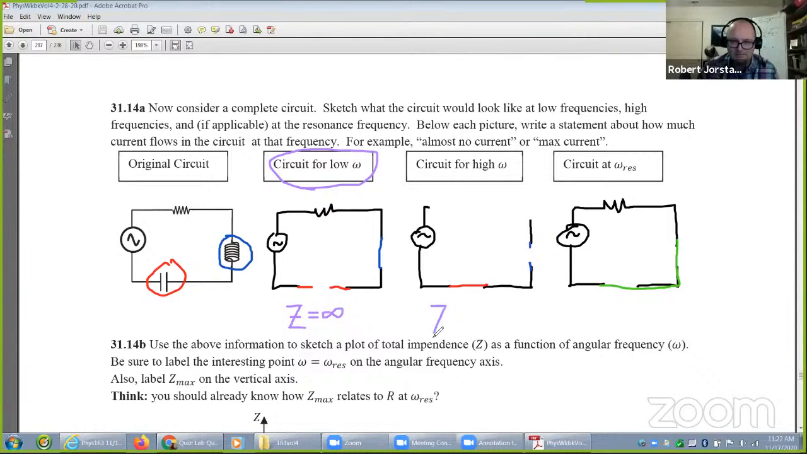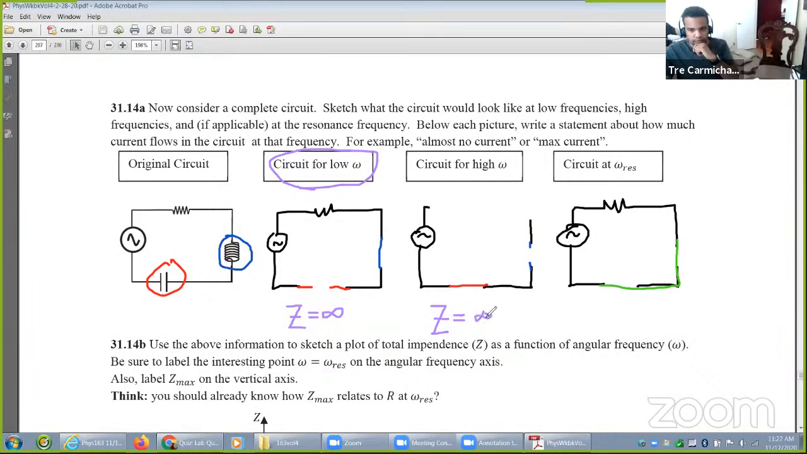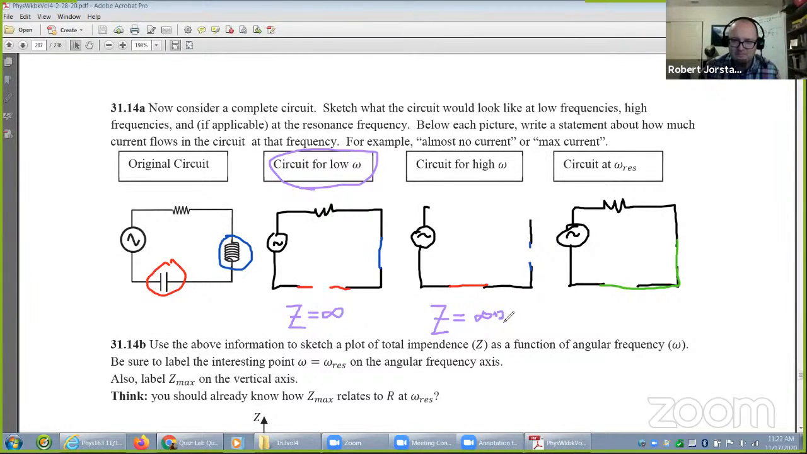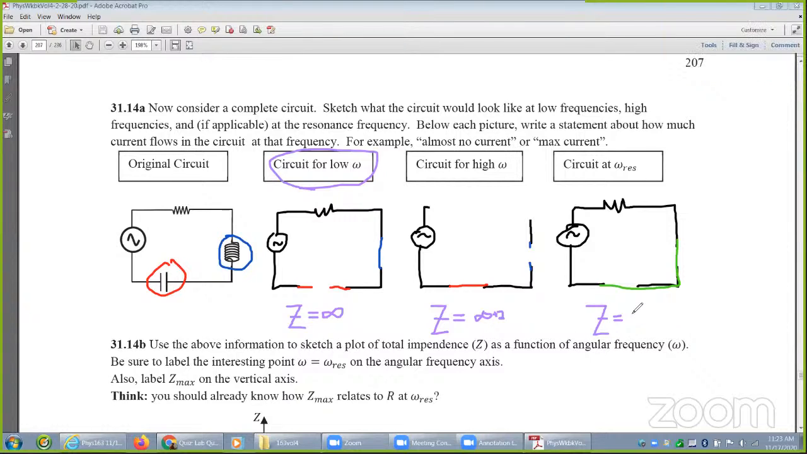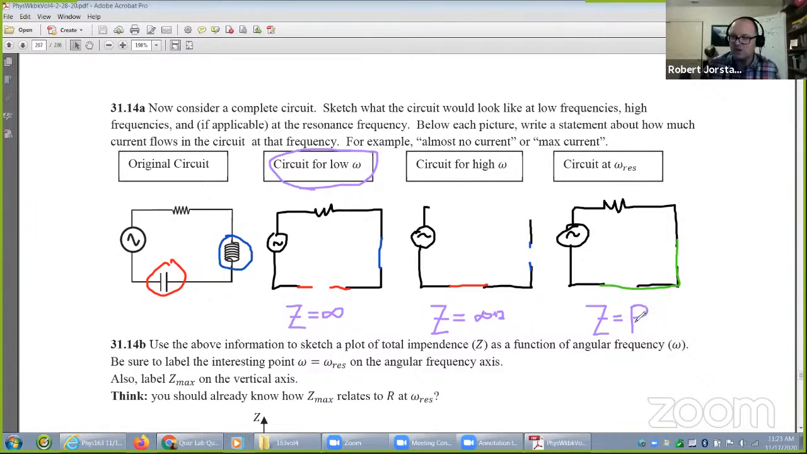How about here? Same thing. Infinity plus 2. Yeah, okay, we'll do that. We'll carry the 2. Got it. All right, and then how about here? What's the impedance? Think of the impedance as the ohms in the circuit. Didn't we say it was like 1 over R or something like that? Careful. Z would be just R.